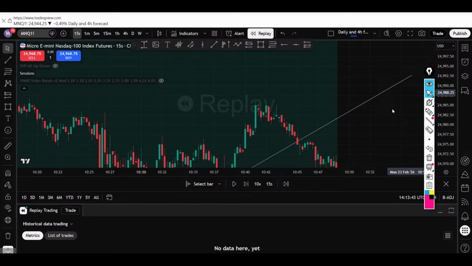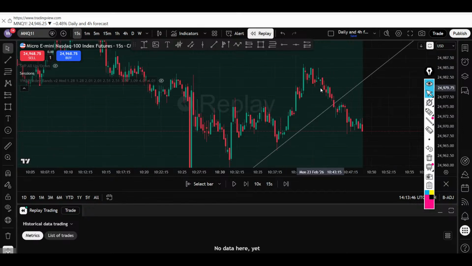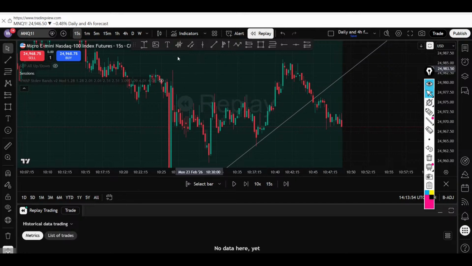Yeah, there's no wiggle here. It goes right through the line, and then it's only then it makes a small correction here. 15 seconds on 1 minute.